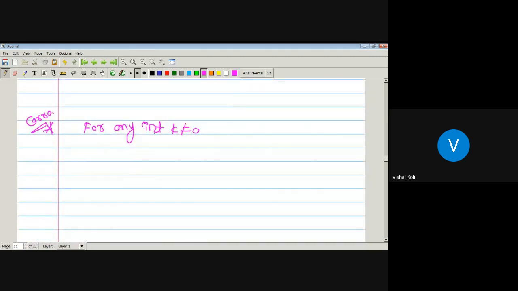So for any integer k not equal to 0, GCD of ka comma kb is nothing but modulus of k times GCD of a b. Okay, either k is greater than 0 or k is less than 0. Whenever k is greater than 0, then modulus of k will be equal to k. But if it is less than 0, then we have to take minus k. Okay, so let us see the proof first.